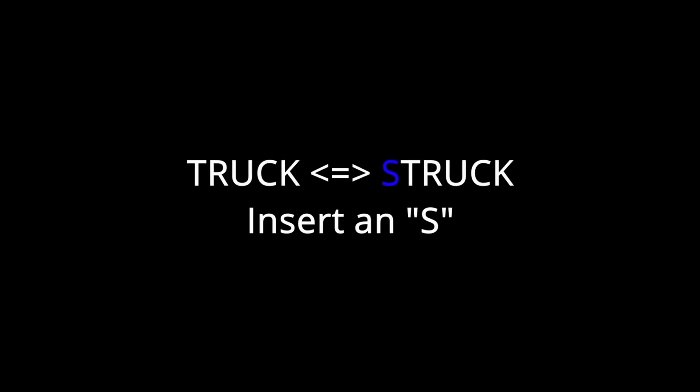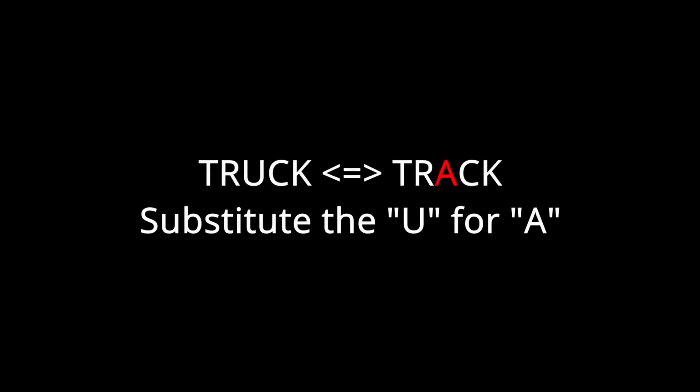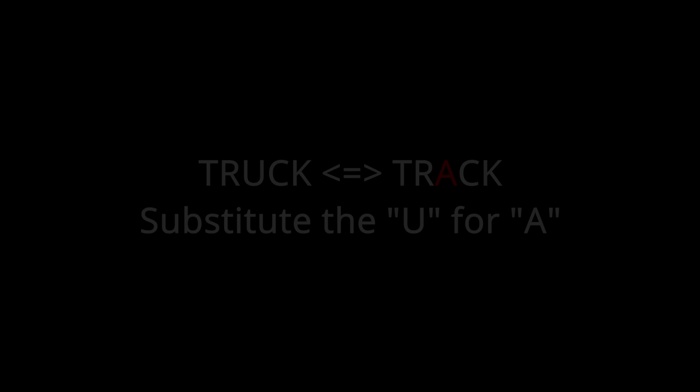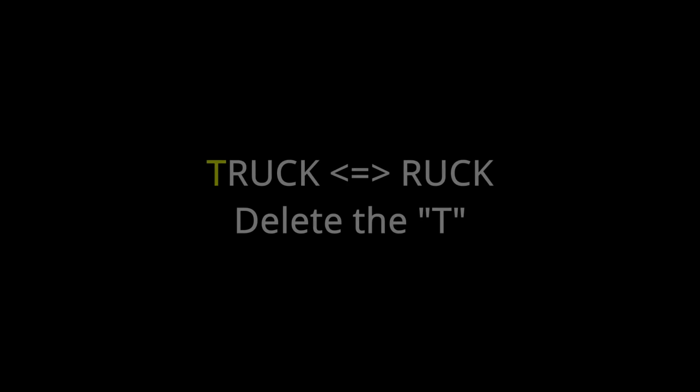For example, if we wanted to turn the word truck into the word struck, then we could just insert an S at the beginning. So that would be the insertion operator. If we wanted to turn the word truck into the word track, then we could substitute the U for an A. That would be the substitution operation. And then the other one that we could do, if we wanted to turn the word truck into the word ruck, like a rucksack, just delete the T from the start. So that would be an example of the deletion operation.